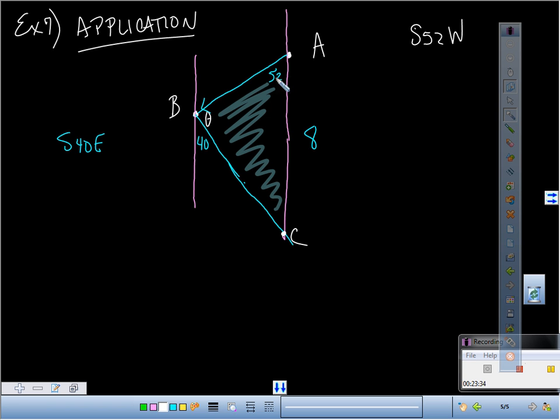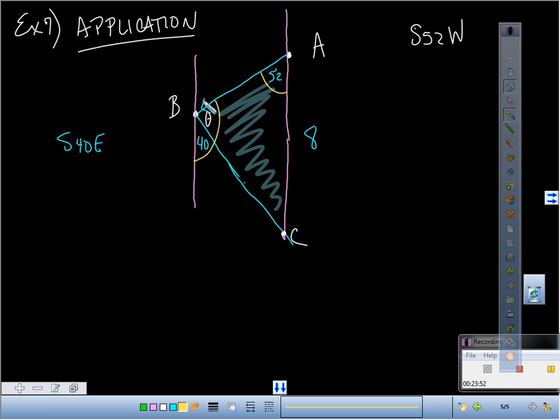Okay, this one's 52, but watch this, guys. What do you know about this angle right here and this angle right here? They're supplementary. Oh, there's my transversal right here. They're same side interior angles. They're supplementary. Now, is that the same rule that you would use if you popped your 52 up here?